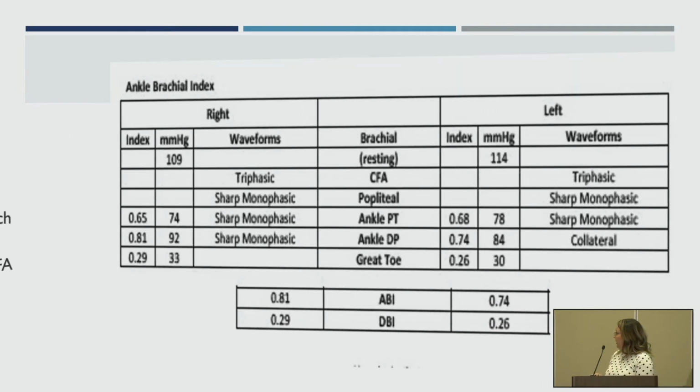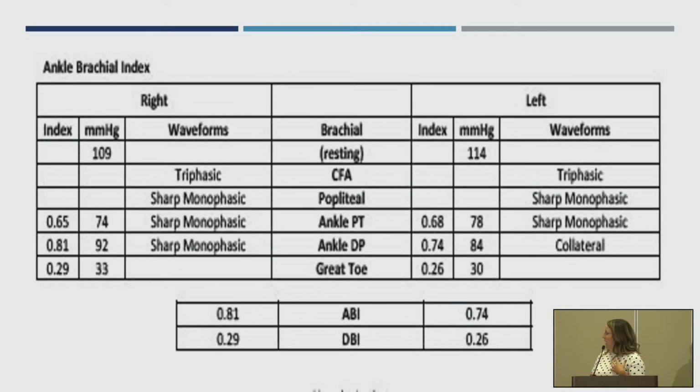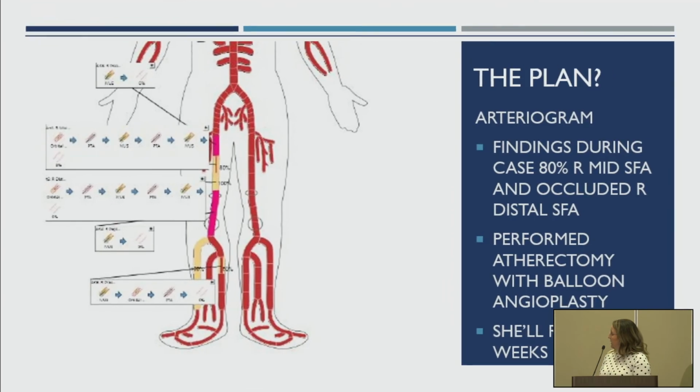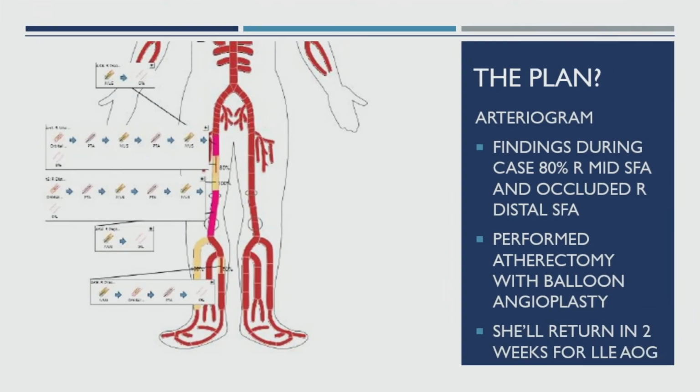but there was suspected SFA disease bilaterally. In our ultrasound, sorry these are a little blurry, there was definitely diminished flow at the popliteal level. Because she was a claudicant, we moved forward with an arteriogram, and she did have an 80% right mid SFA stenosis and an occluded distal SFA. She had an atherectomy with balloon angioplasty, and she's returning in 2 weeks for the left leg.